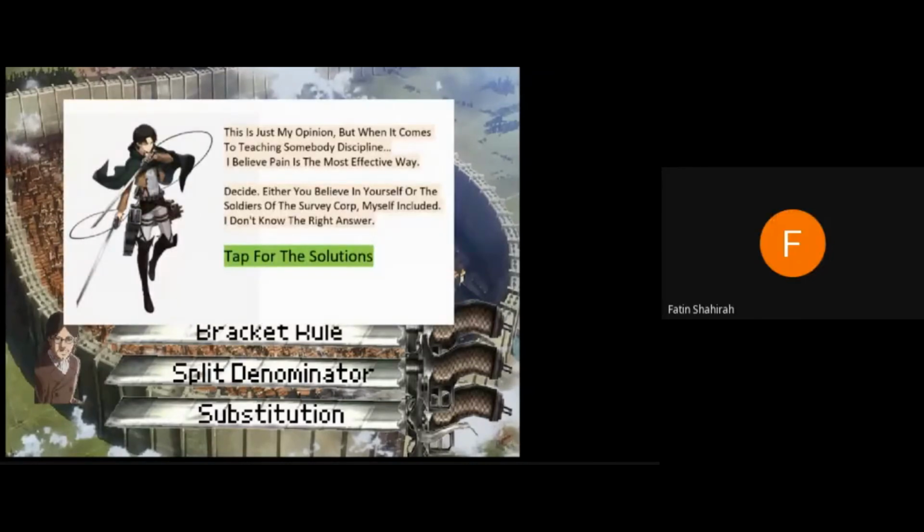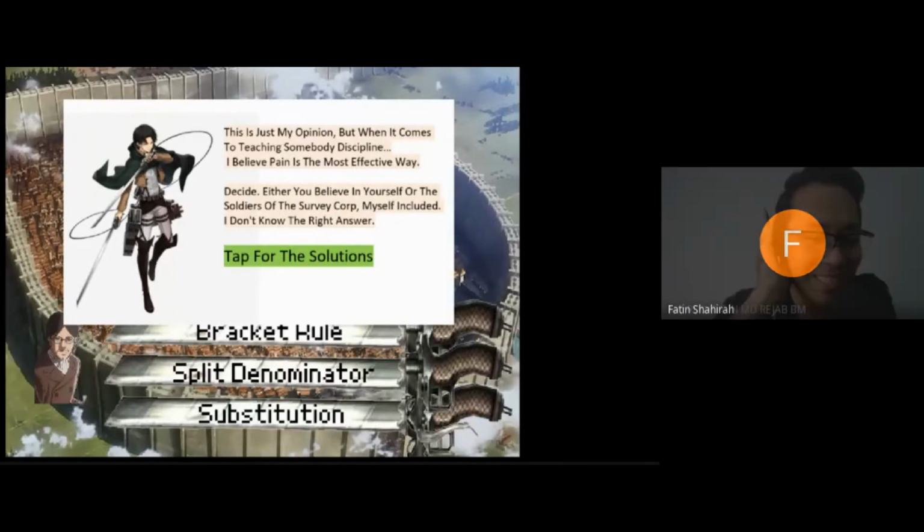Okay, for those who do not know, there's a Levi Rejab. It's the one in the movie. Okay, please. Okay, alright, there's the Levi Rejab.